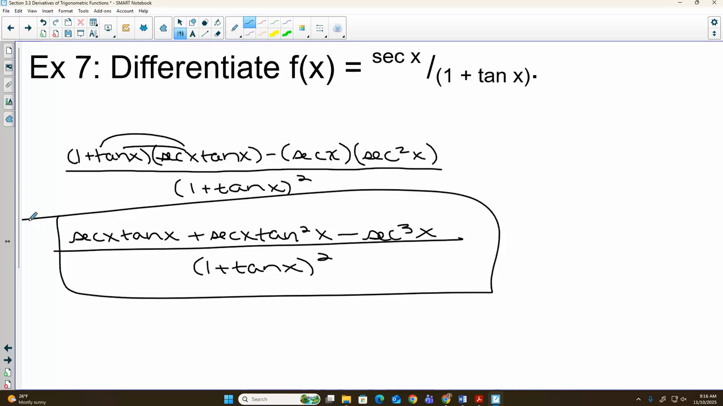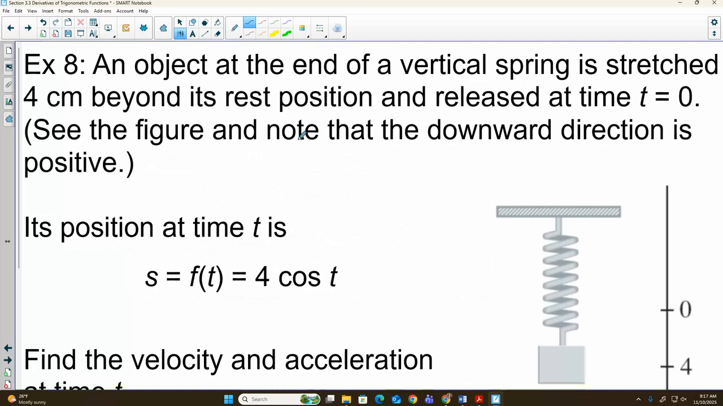How'd you guys do? Ugly, but did we get it? Okay. I want to do 2 more examples and then we're stopping for today.